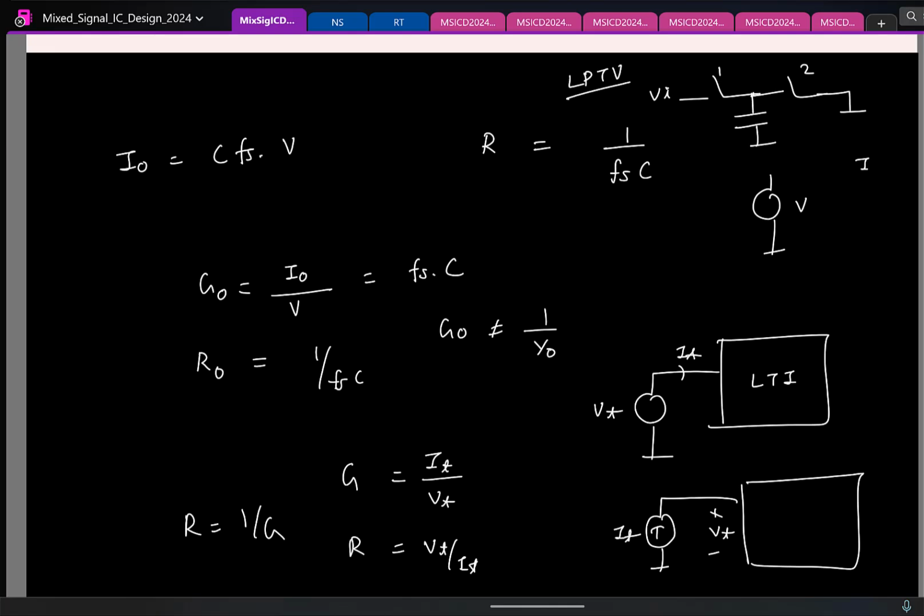And in fact, you can quickly check. Here I applied a voltage and measured the current. Now you can repeat it. Let us say I apply a current here, and you try to measure the equivalent voltage. You will not find that these will be equal. You apply a DC current I0, find the DC voltage V0, and take the ratio. This won't be equal to 1 by Fs.